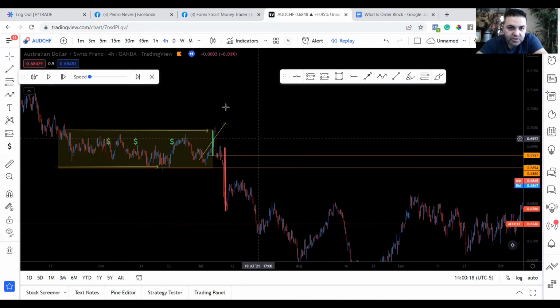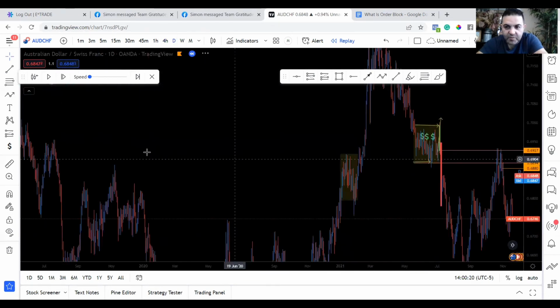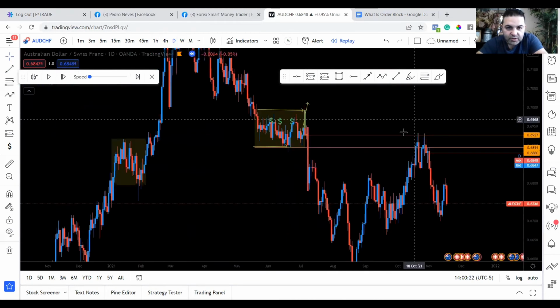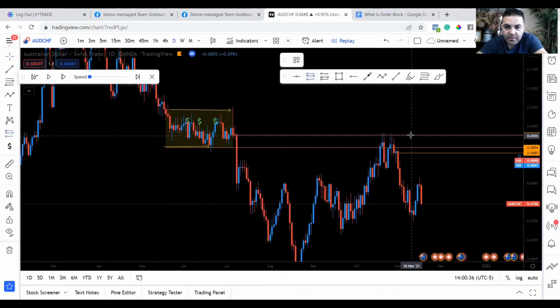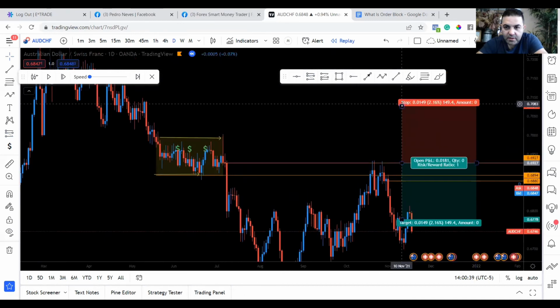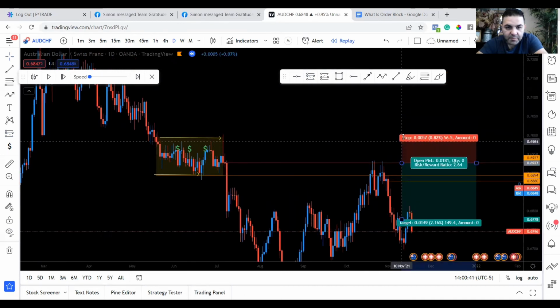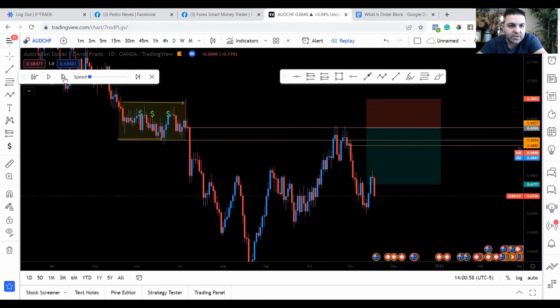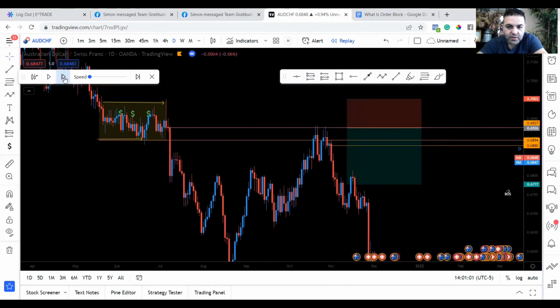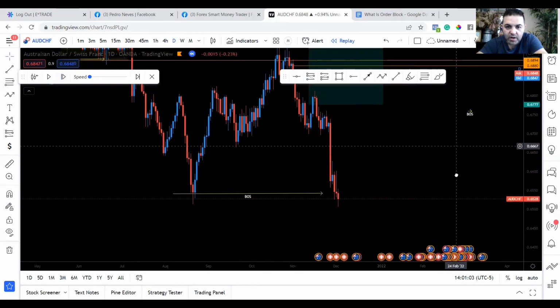And see, here is where we would get in, right? And look at the drawdown. So if you got in there, let me just erase it, right? I mean, I would cover the wick, right? Let's continue. Look at that. Look at where it went.